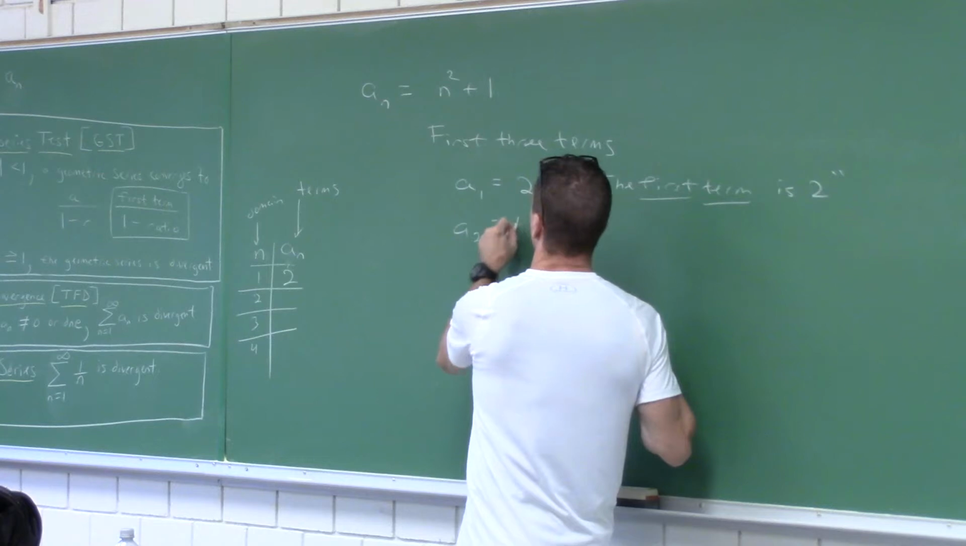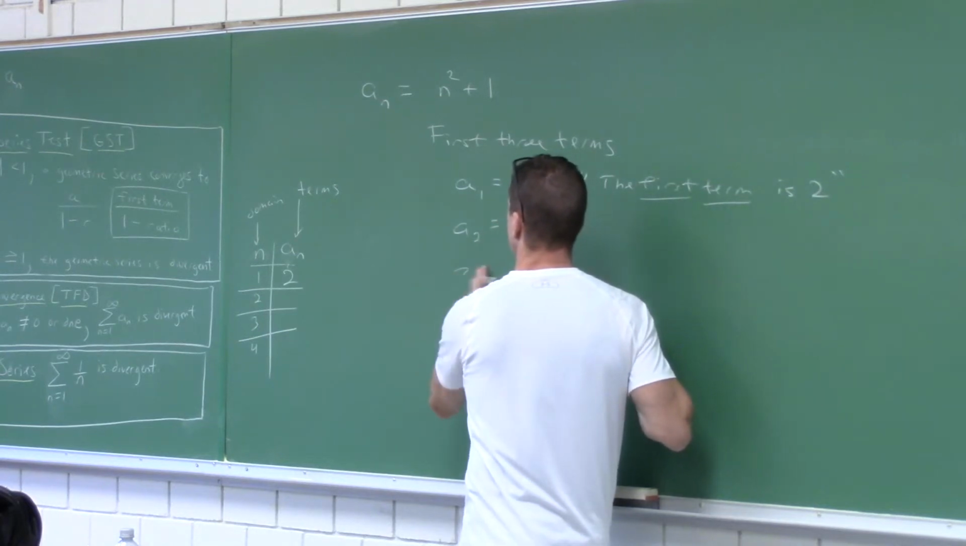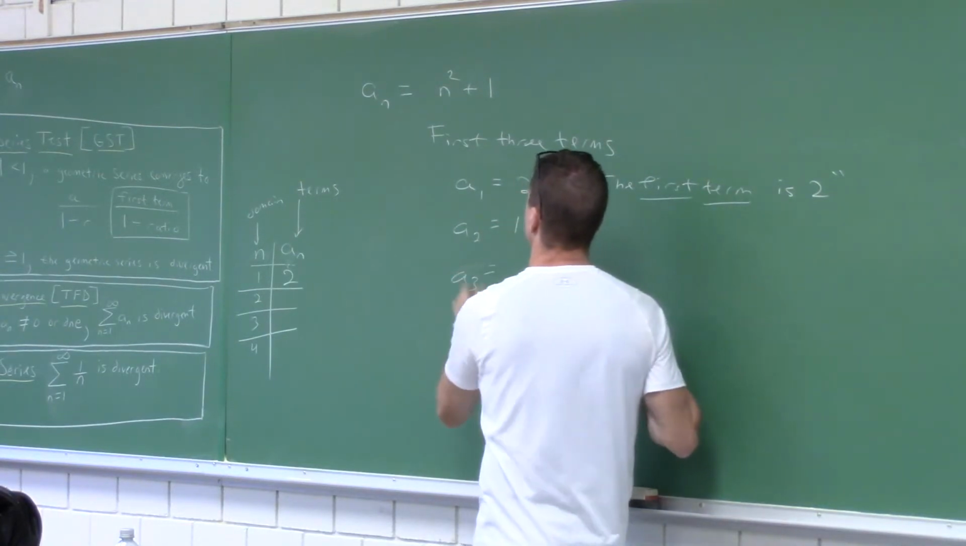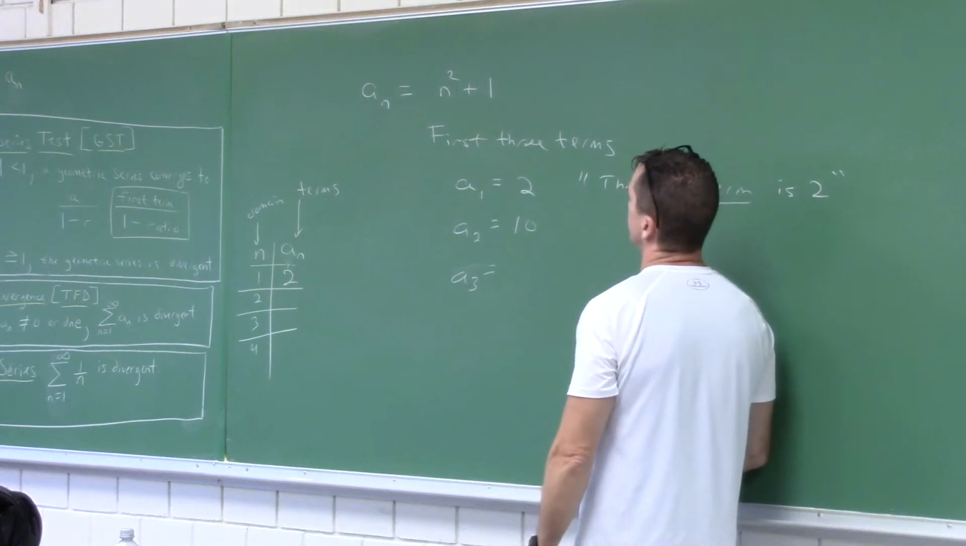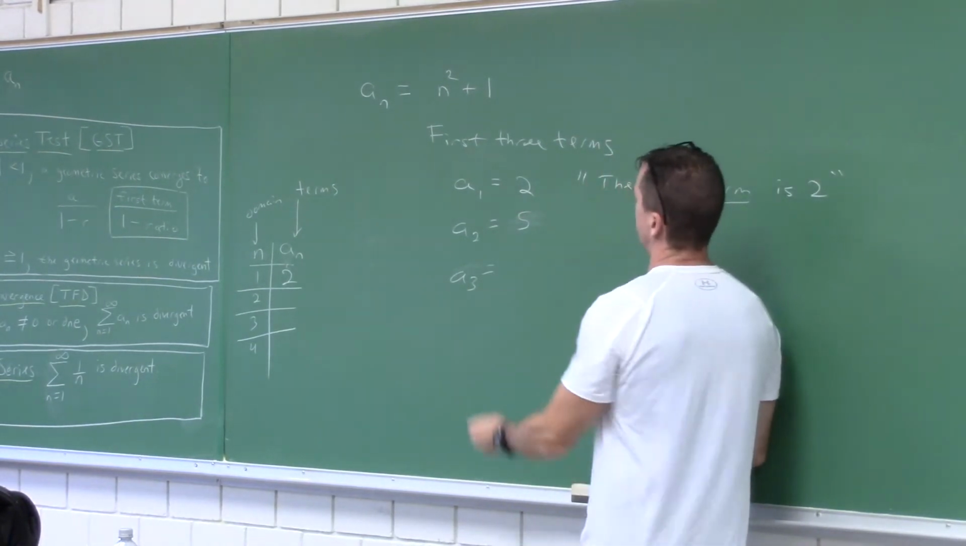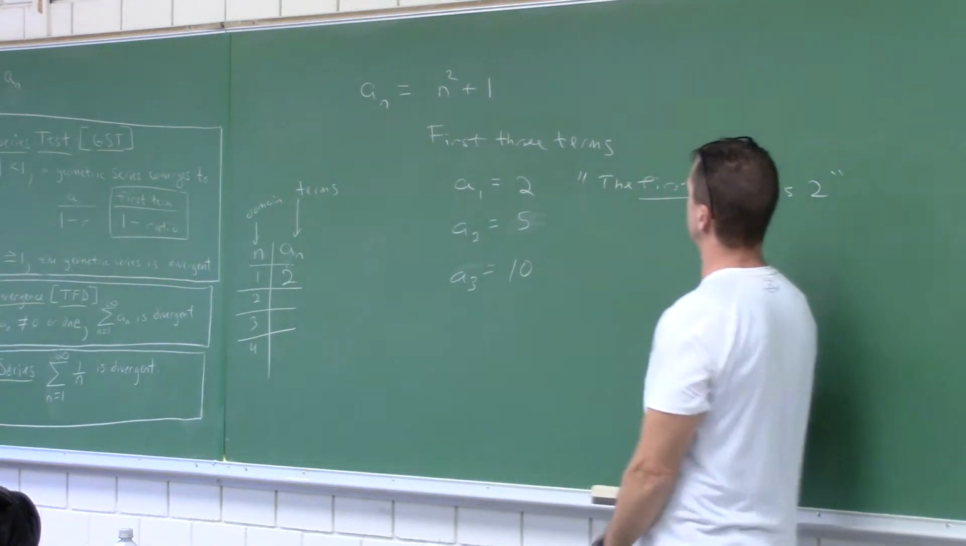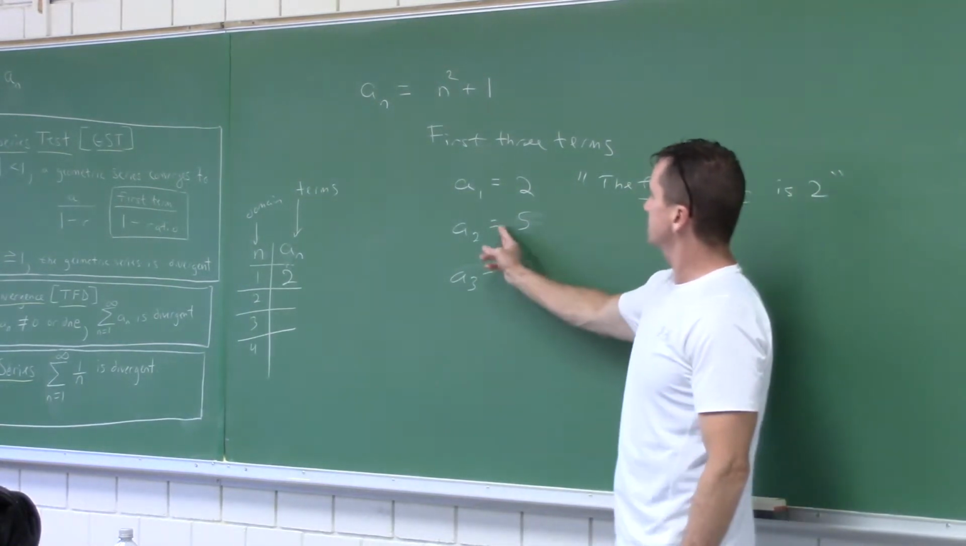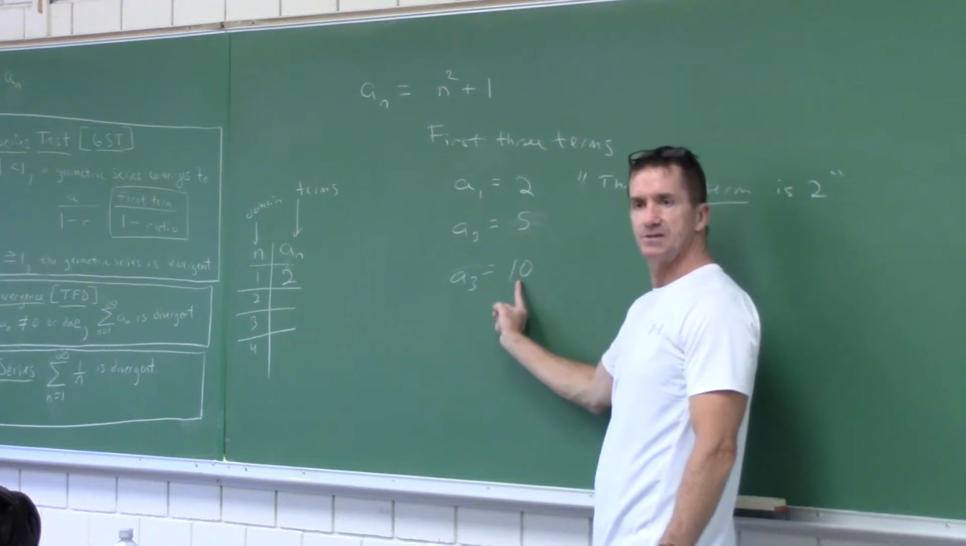Yeah, 3 squared plus 1. What's the third term? That should be 5, Professor. Yeah, that should be, oh, 5. 5, thank you. What's the third term? 10. I skipped over one, thank you so much. The second term is 5. The third term is 10.